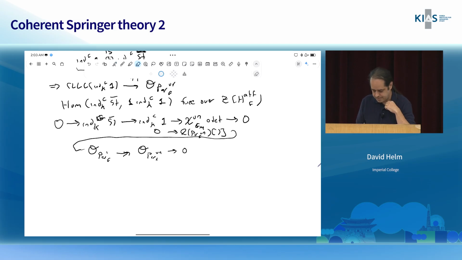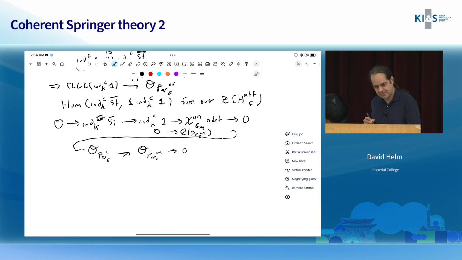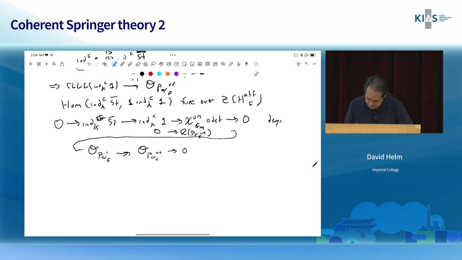Yeah, maybe I shouldn't put the cohomological degree in here. Instead of saying that, I'll put it. Okay, that looks better. Okay, so this is now happening in degree -1 up.